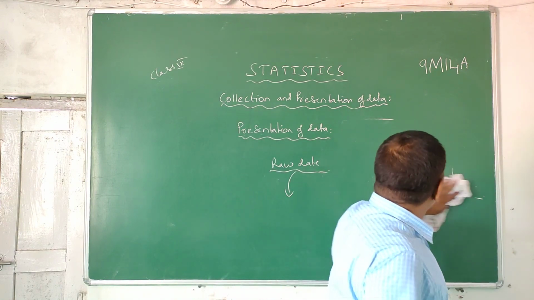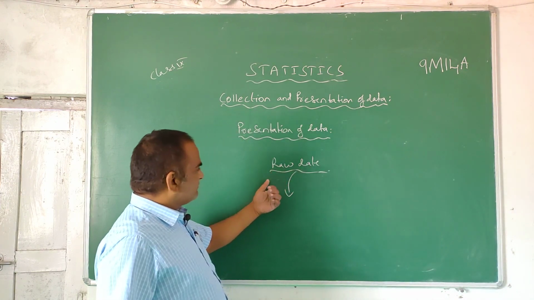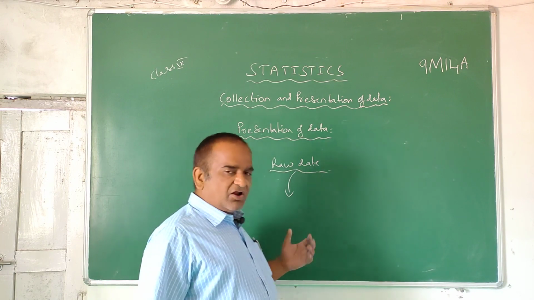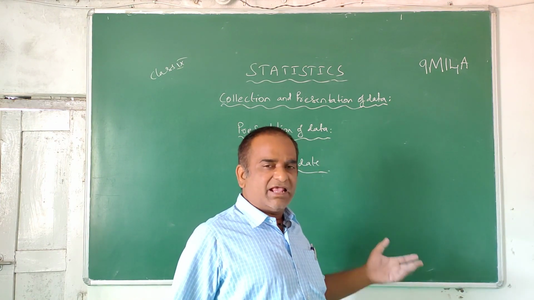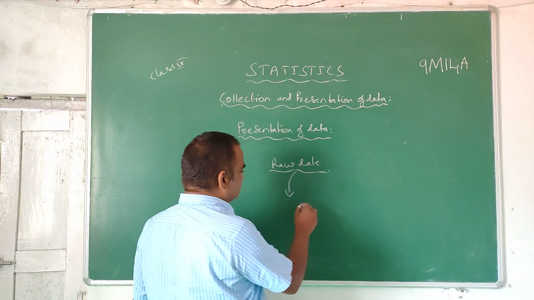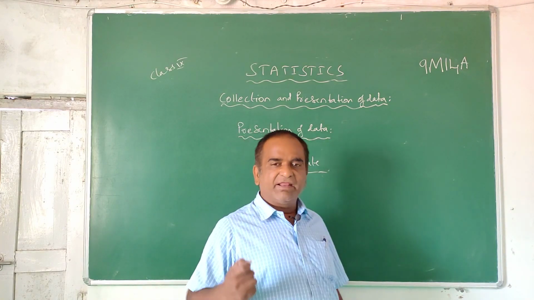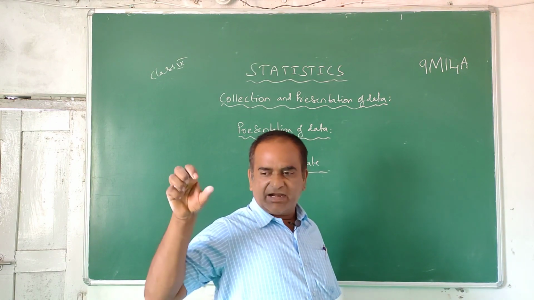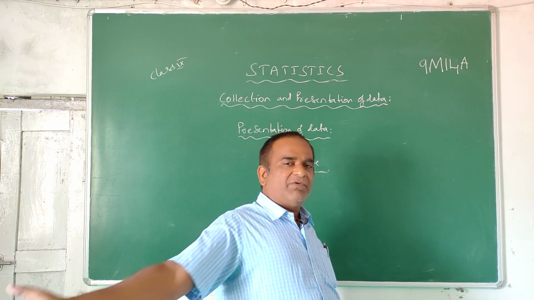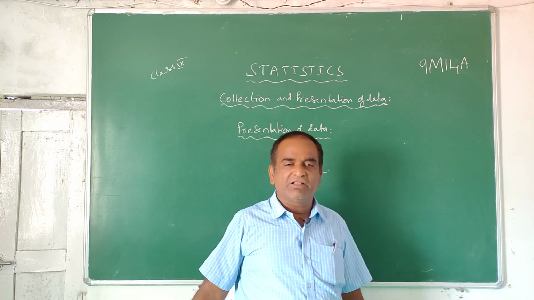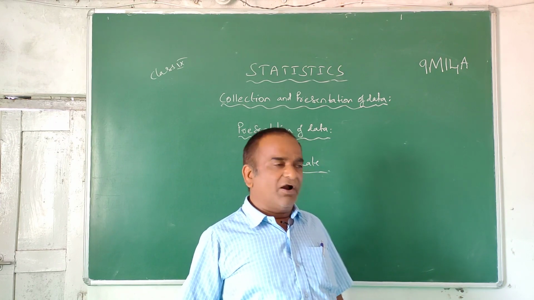Now coming to the point, presentation of data. One is raw data. Raw data means the observer presents the data without bringing any changes. Without bringing a single change, the way he collected the data on his paper, the same way he gives it to the authorities. It is called raw data.